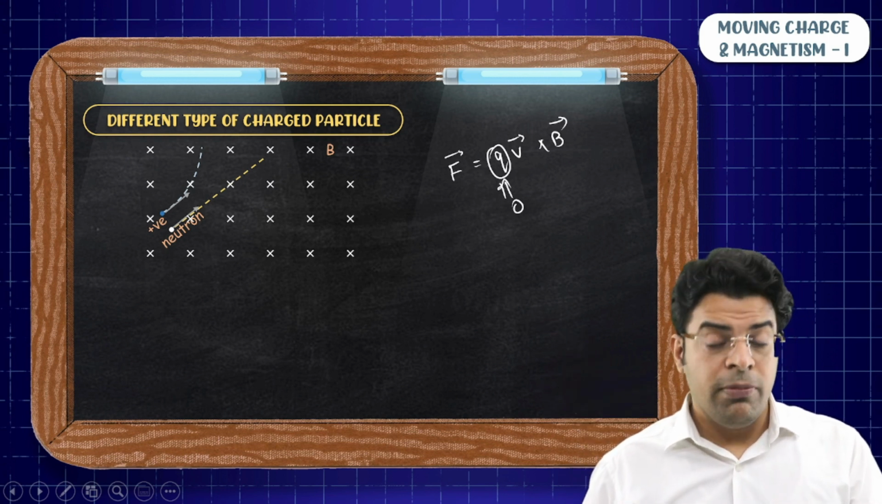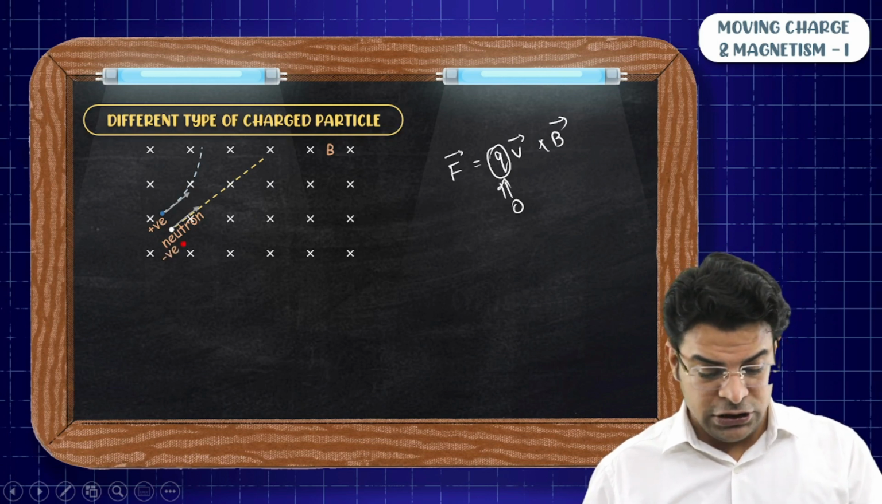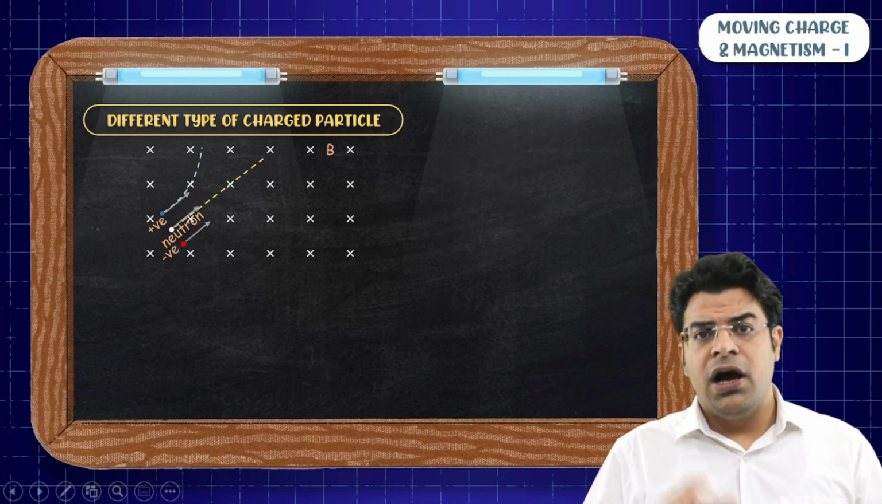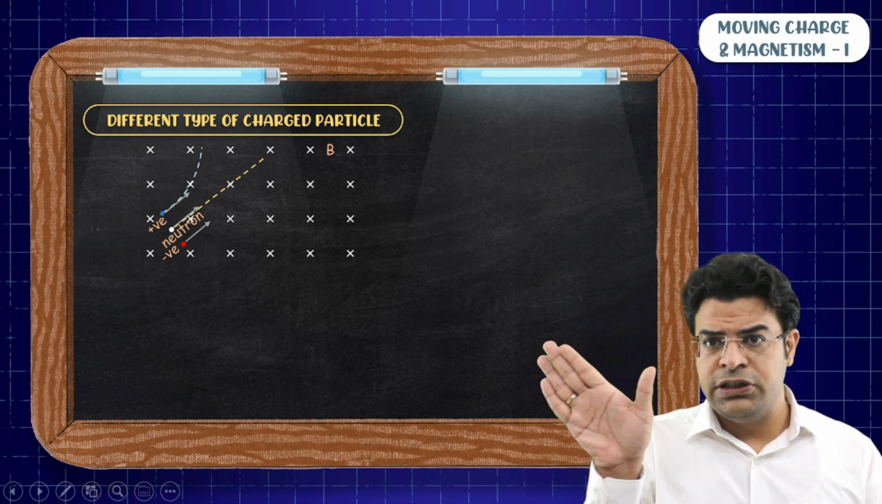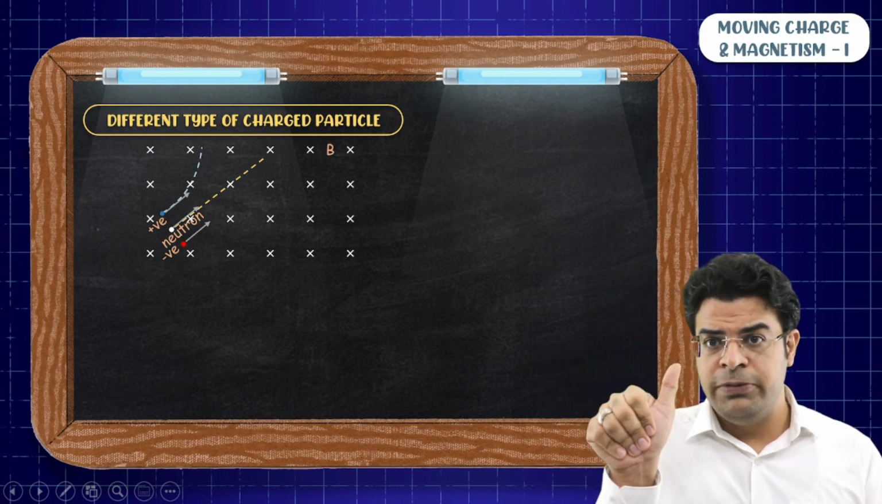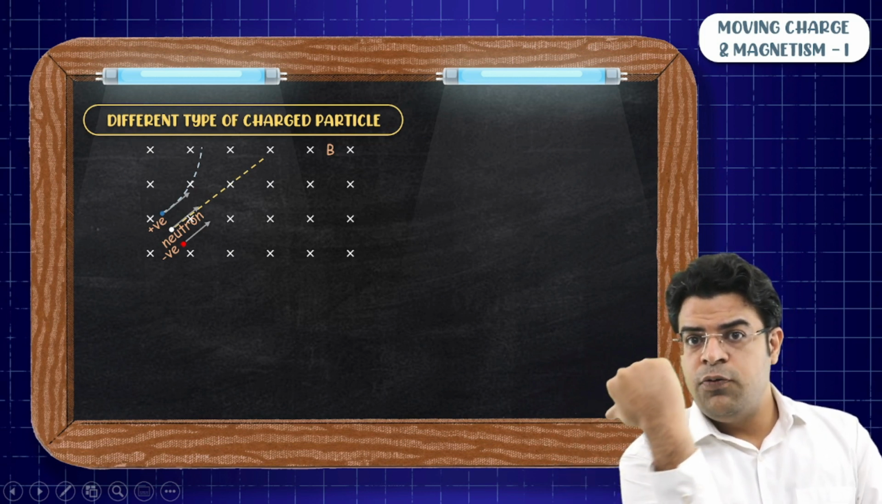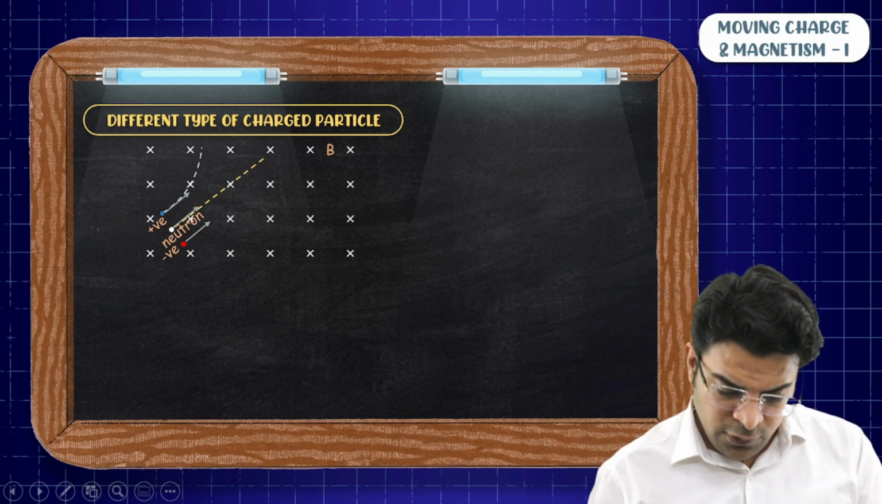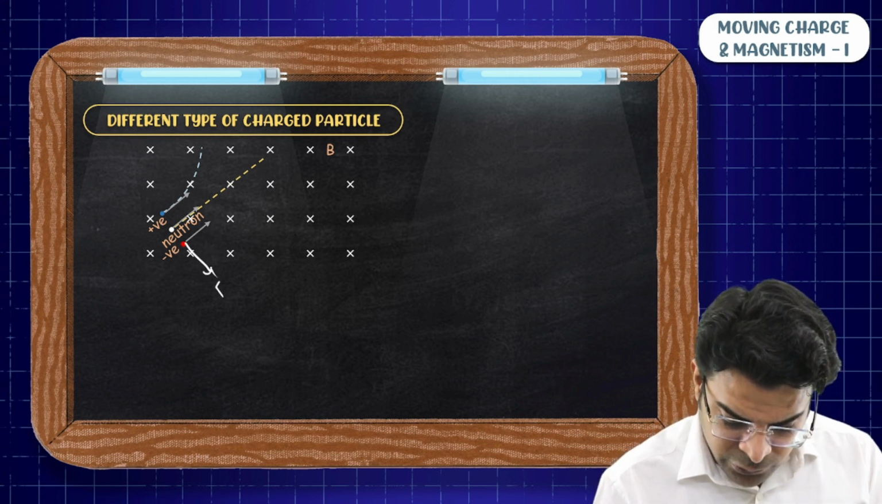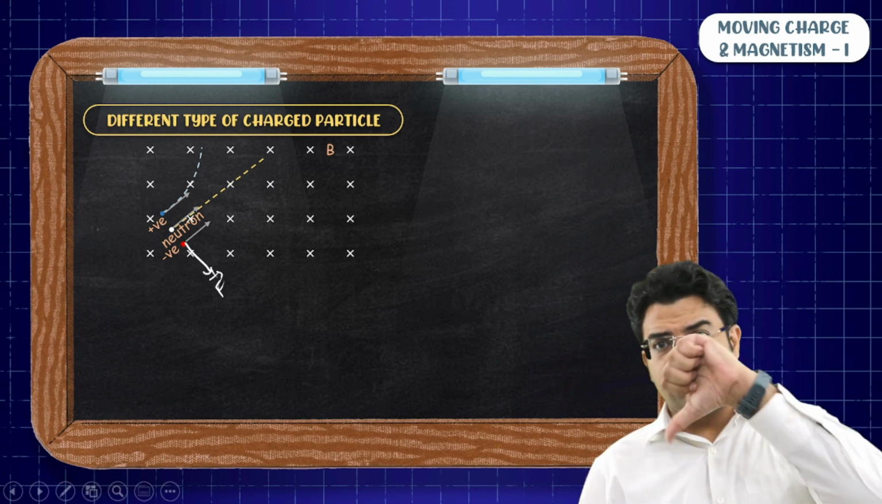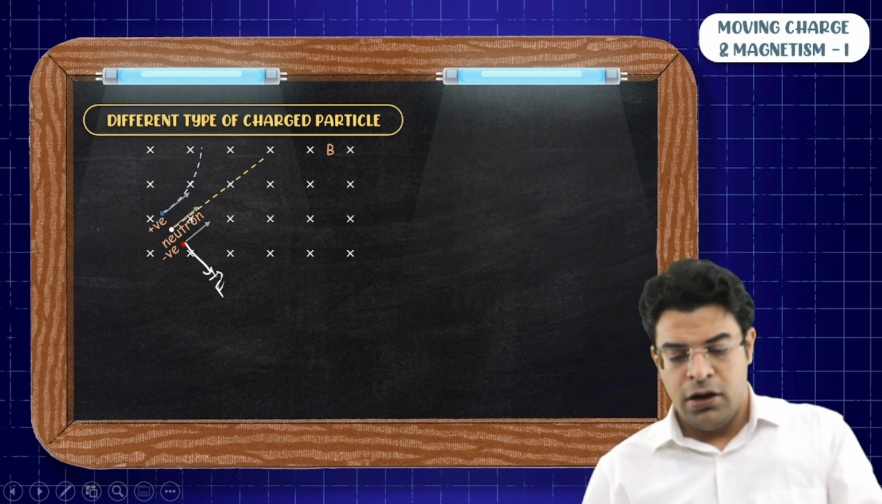But if you have a negative charge, when you give some velocity, the direction of force will be opposite to the direction of V cross B. Why? Because it is a negative charge. So the force at this instant will be somewhere here. And because of this magnetic force, the path will be a curved path.